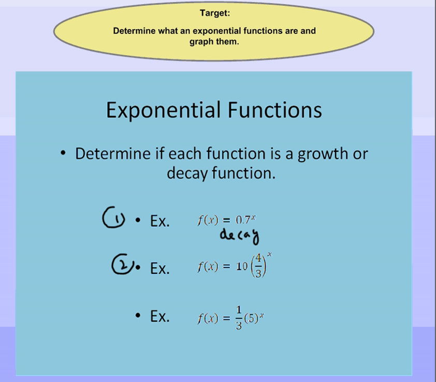For example 2, the a value is 10, the b value is 4/3. 4/3 is greater than 1. This is a growth function. For number 3, the a value is 1/3, the b value is 5. Because the b value is greater than 1, this is a growth function.